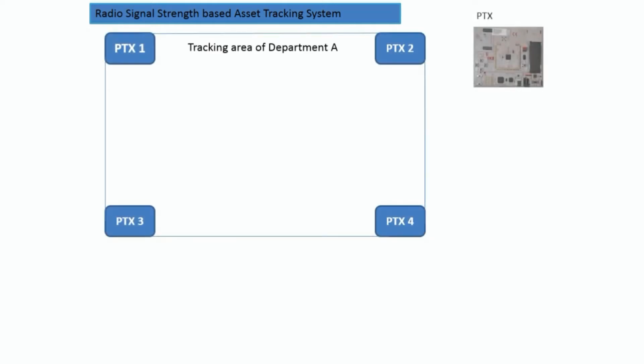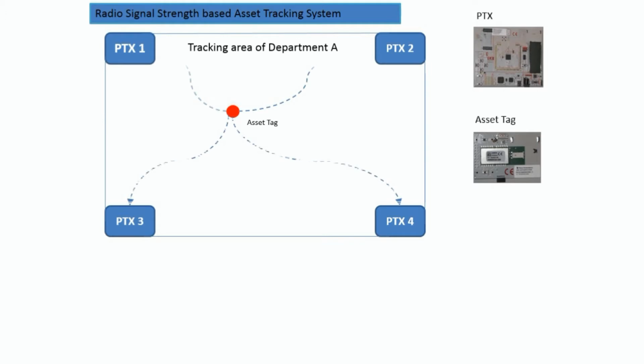The asset tracking system is analogous to an offline GPS system. The whole tracking area is divided into multiple departments. Each department contains 4 or more PTX devices based on the size of the department. Here, the configuration of department A is shown, in which 4 PTX devices are placed. An asset tag will be attached to the things which are to be tracked in the tracking area. The asset tag will broadcast its identity by transmitting a signal at regular intervals.